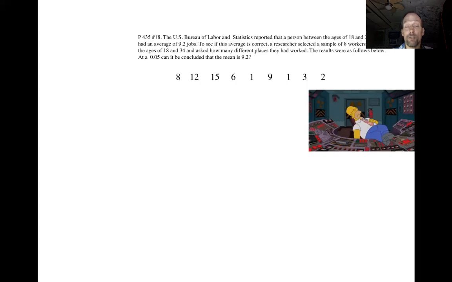So here's the good news. If you're doing a sample data set, it's almost always the case that you're going to be calculating the sample standard deviation yourself.